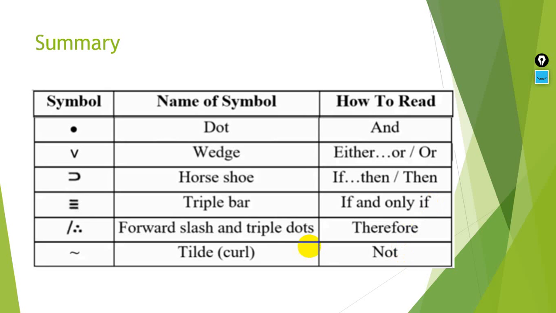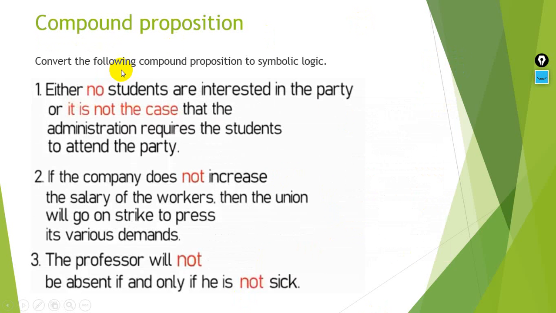So now how will we do this? Then in the next slide, we have: convert the following compound propositions to symbolic logic. So now I want to convert these to symbolic logic. First read these propositions and then convert them to symbolic logic.